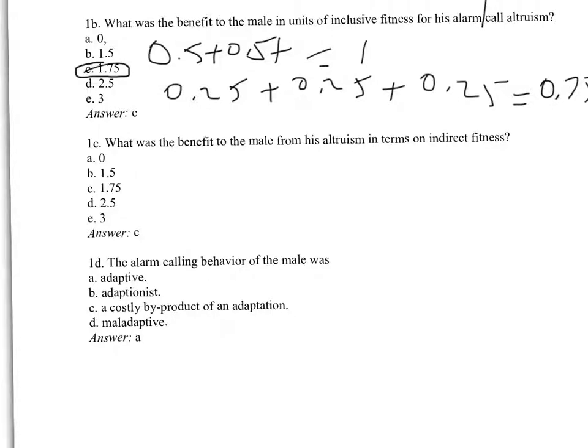Okay, so what's the benefit to the male from his altruism in terms of indirect fitness? It's the same question. It's basically the same thing. I don't know why they did that. But if you were to ask number 1B on the test, it would actually be indirect, 0.86. So on the test, I would probably ask, how much, let's see, we solve for B equals 0.86, right?